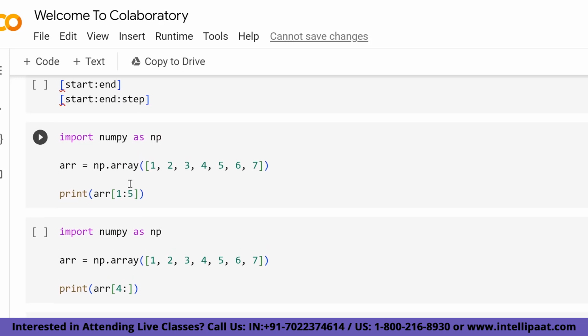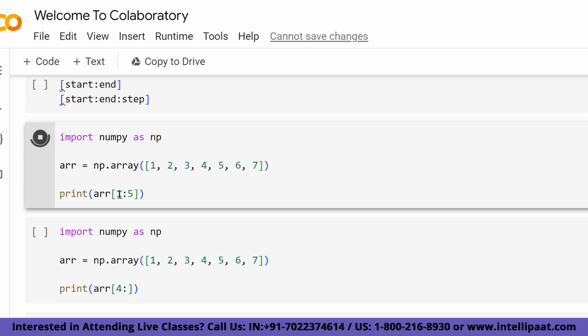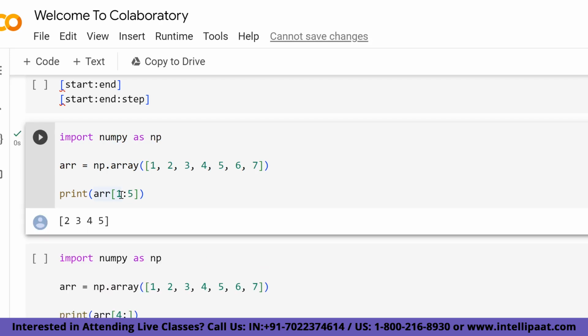So guys, there are 2 ways to do it. The first would be a syntax something like this: start to end, and the other time it is start, end, and there will be a step. So let us see this one. It says array np.array 1 2 3 4 5 6 7, and then we are printing 1 to 5. This is the starting and this is the ending. So we are starting from index 1 where it is 2 and the ending is 5. So 0, 1, 2, 3, 4 and 5.